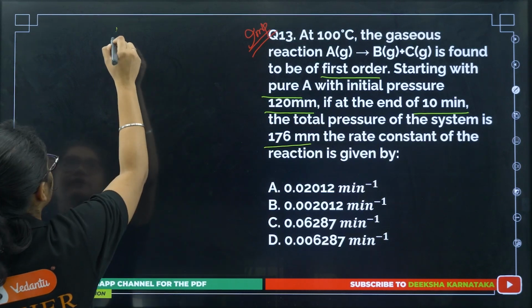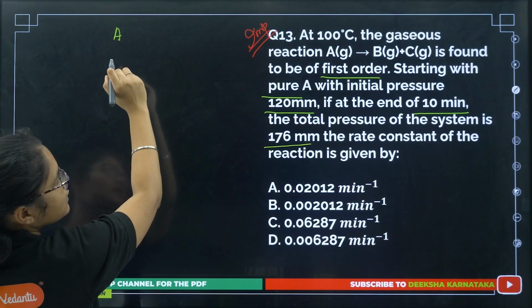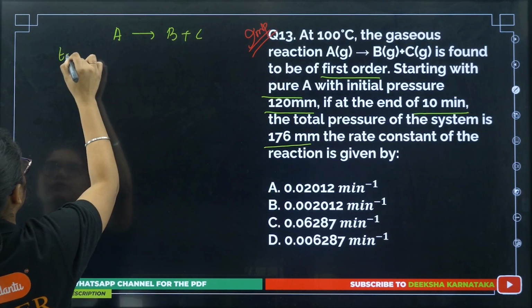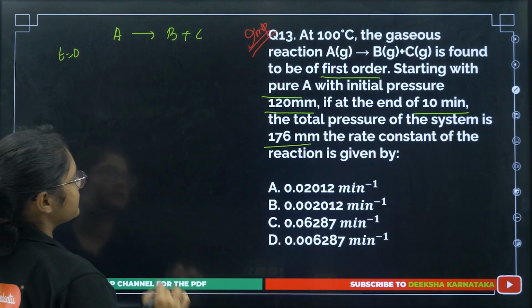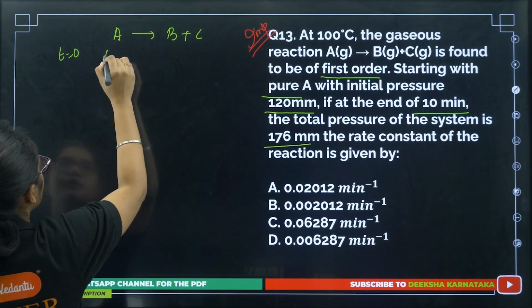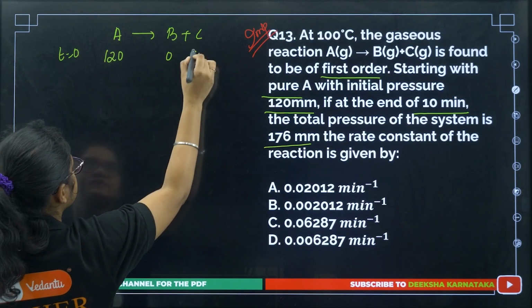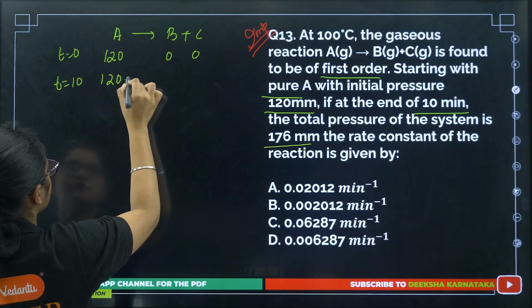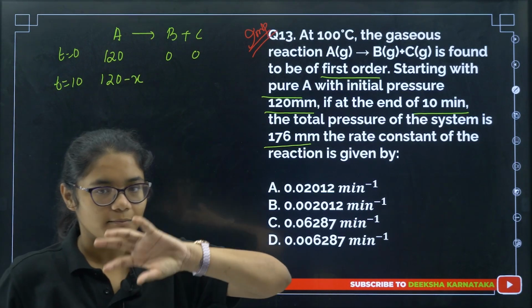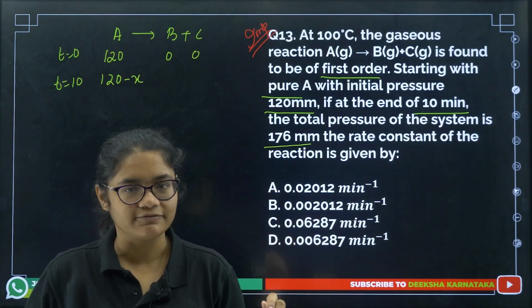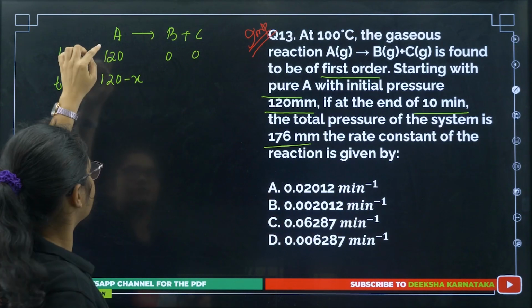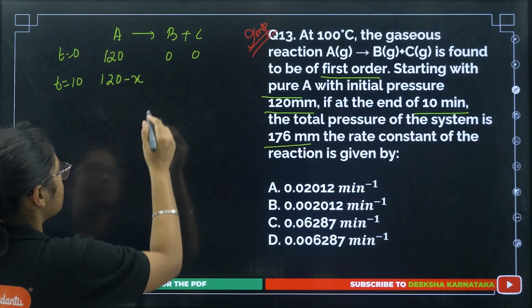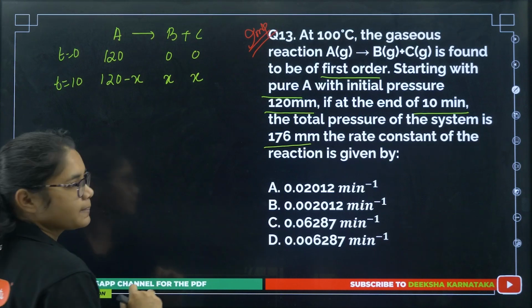So see, the reaction is given to us like this, A gives B plus C, okay. Now initially when time is equal to 0, there will be no B plus C, only A will be there. What is the pressure at that time? 120. Okay, now here 0, 0. Now after 10 minutes, when time is 10 minutes, some amount of A will be consumed. So 120 minus x. x amount of A has been consumed. So how much A is left now? 120 minus x. Now you see 1 mole of A is giving you 1 mole of B. So x moles of A will give you x moles of B. So B produced will be x, C will be x, right?